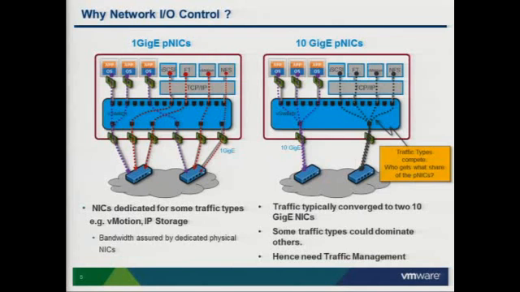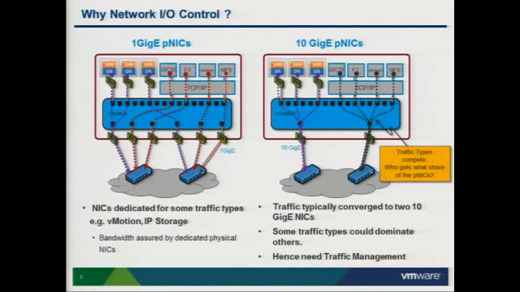You have also reduced the cabling complexity, and the management complexity in terms of physical switches. But the advantage here is that you have done the consolidation. You now have multiple traffic types flowing through one physical NIC. Now, this is better in terms of utilization.